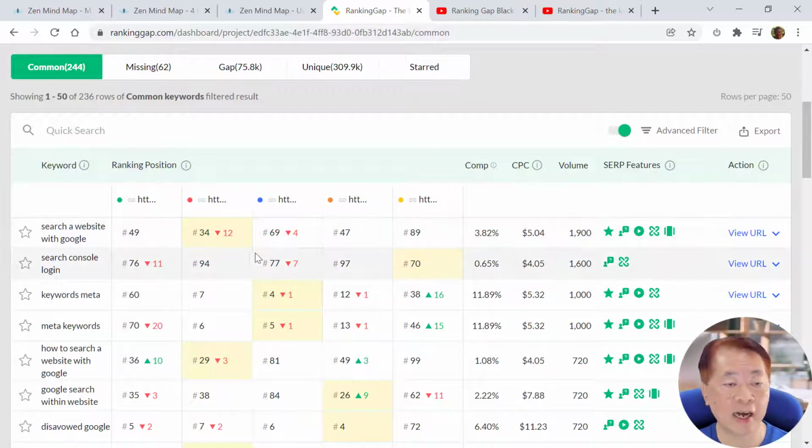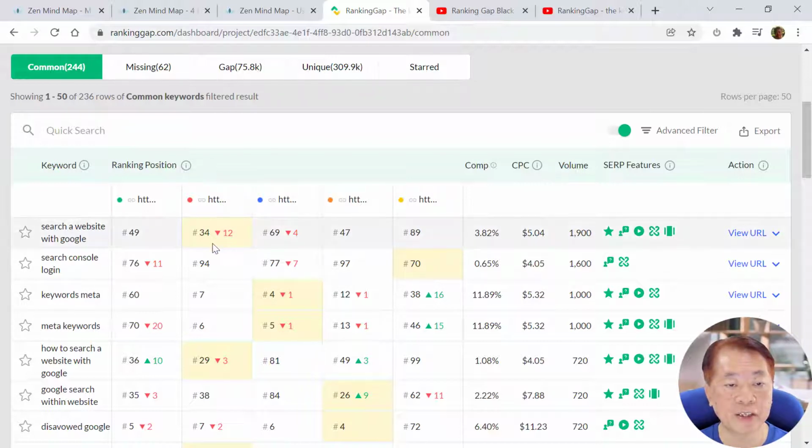You and your competitor are ranking. So we can do a few things over here, and we will know that, for example, here this is a yellow box. Yellow box means these are the keywords that are ranking number one, higher among all these 5 websites. So for example, search a website with Google.